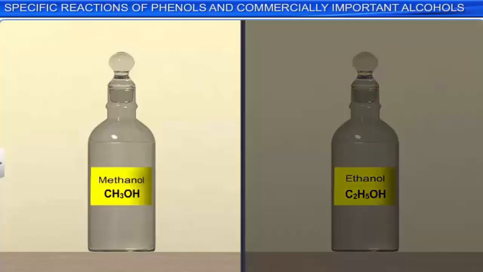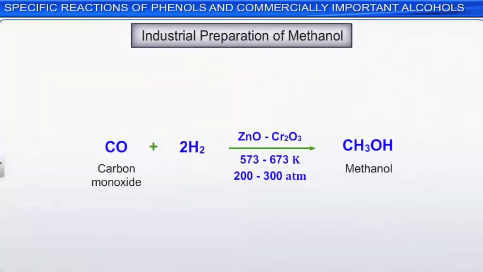Methanol has the chemical formula CH3OH. It is commonly referred to as wood spirit or wood alcohol because it was first obtained as a byproduct from the production of charcoal from wood. Methanol is prepared on an industrial scale by the catalytic hydrogenation of carbon monoxide. This reaction requires high temperature and pressure, as well as a zinc oxide chromium(III) oxide catalyst.